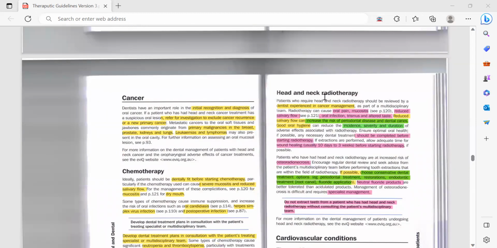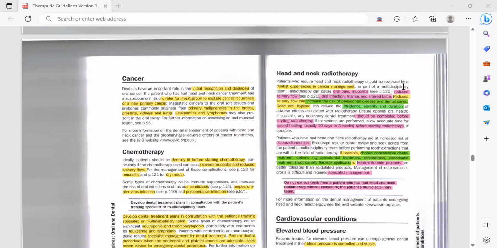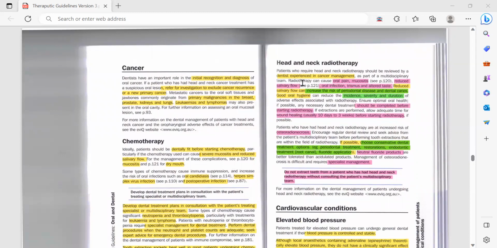Then head and neck radiotherapy. Patients who require head and neck radiotherapy should be reviewed by a dentist experienced in cancer management as part of a multidisciplinary team. Radiotherapy can cause oral pain, mucositis, reduced salivary flow, oral infection, trismus, and altered taste. Reduced salivary flow can increase the risk of periodontal disease and dental caries. Good oral hygiene can reduce the incidence, severity, and duration of adverse effects associated with radiotherapy.